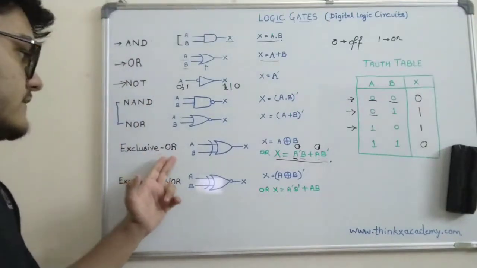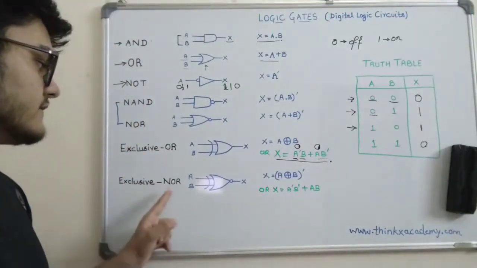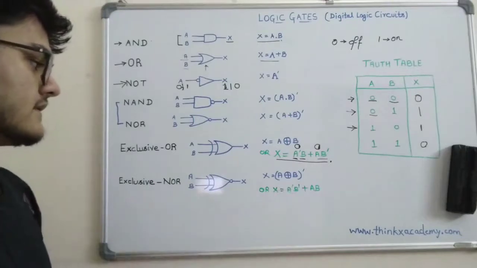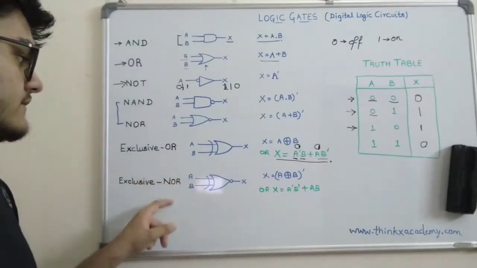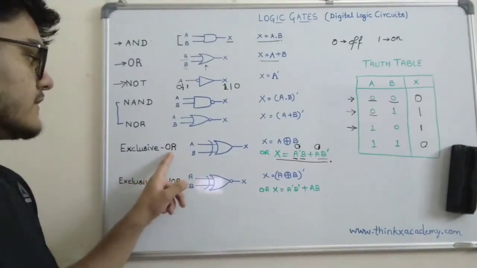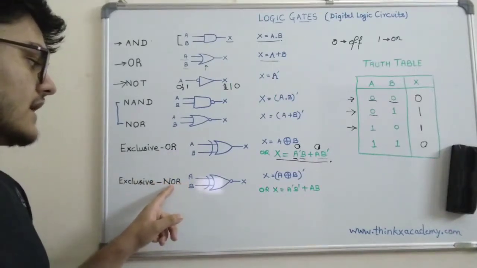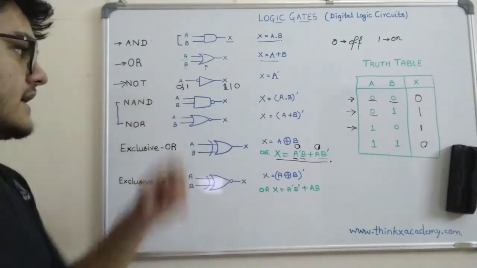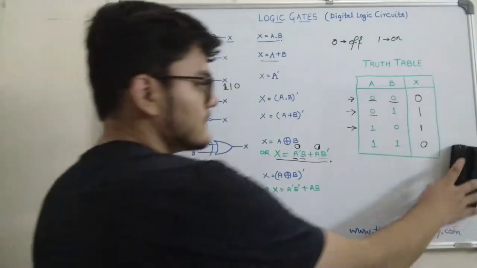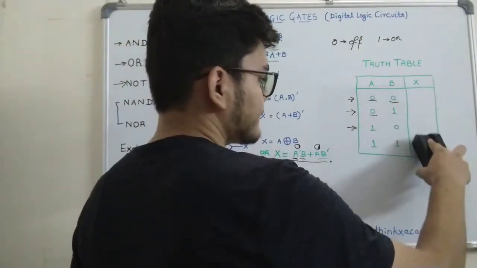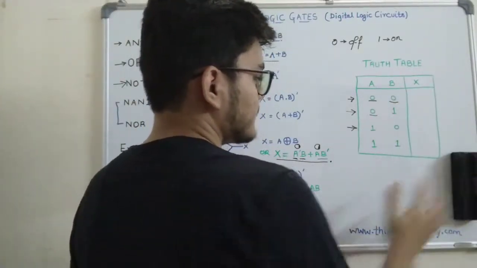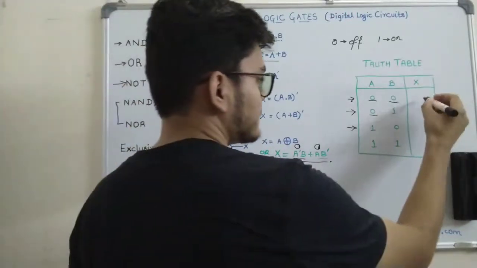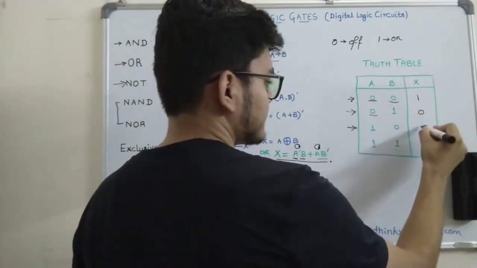So this is the exclusive OR gate. In the case of the exclusive NOR gate, the algebra is this. But simply what we can do is just invert the output signals of the exclusive OR, because that's what the NOT gate does. So in the case of exclusive NOR, we are going to invert the signals and write it like this.